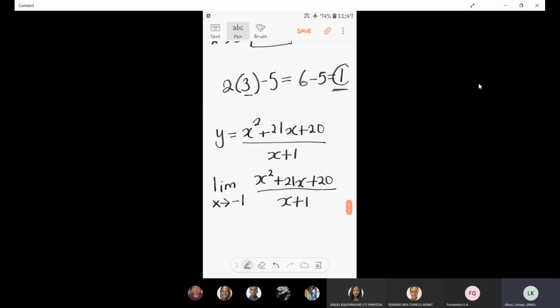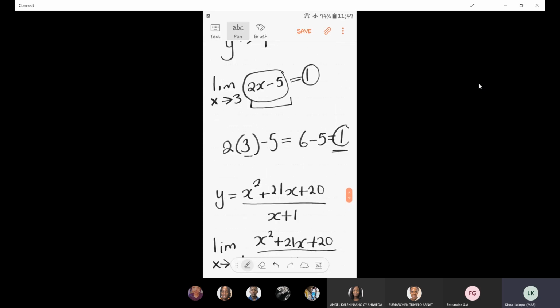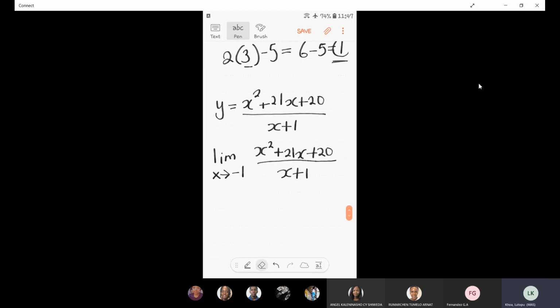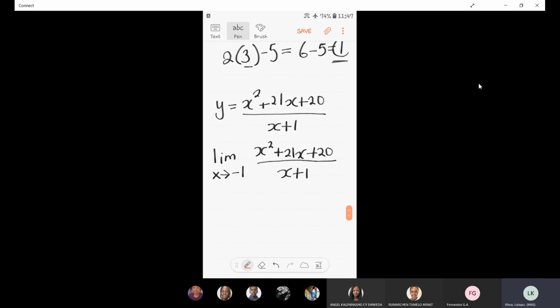So we want to work out what this limit is. Now we saw with this one over here, we were able to substitute directly, and the answer we got out was indeed our limit. But you'll notice that if we substitute x is equal to minus 1, our denominator will be 0. And we know that we are not allowed to divide by 0.